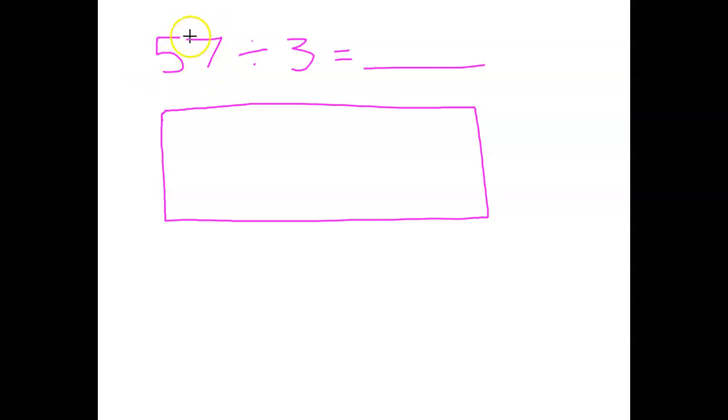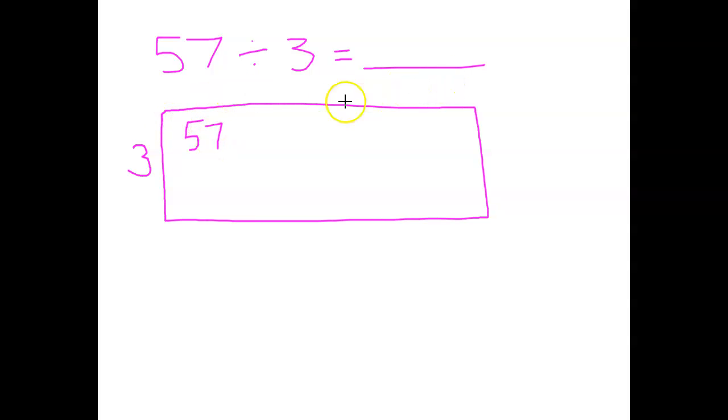57, remember, is the area. The dividend is the same as the product, from multiplication. So 57 is the area of this entire rectangle. And 3 is the divisor, which is one of our factors from the multiplication problem. So I now know that 3 times something up here gives me 57.